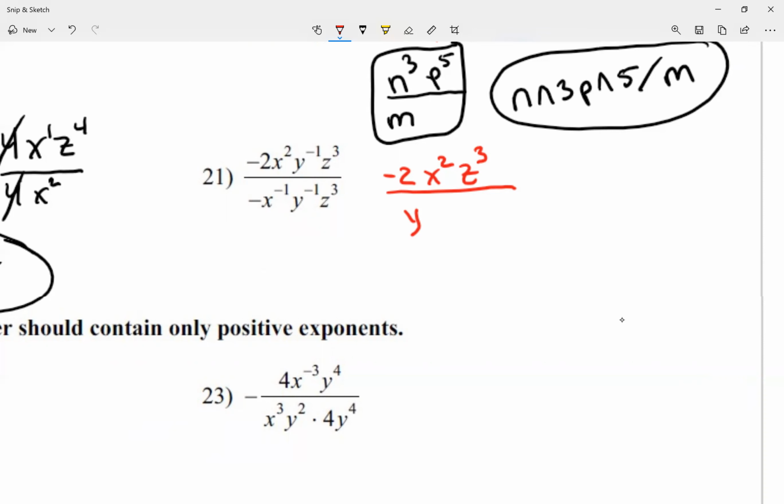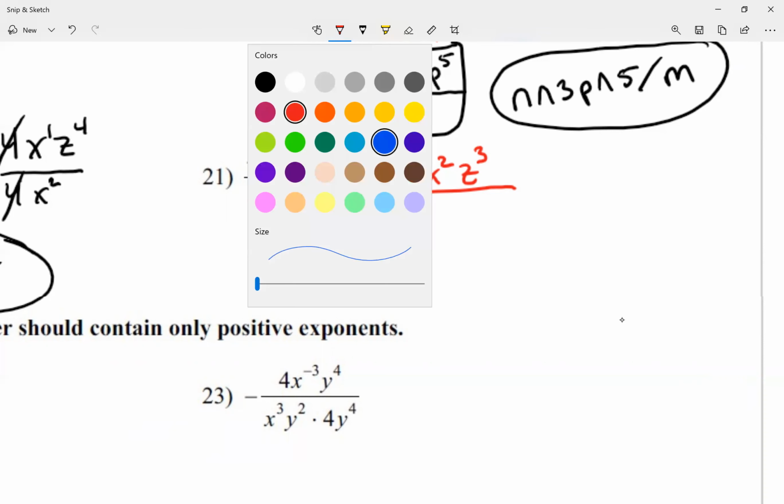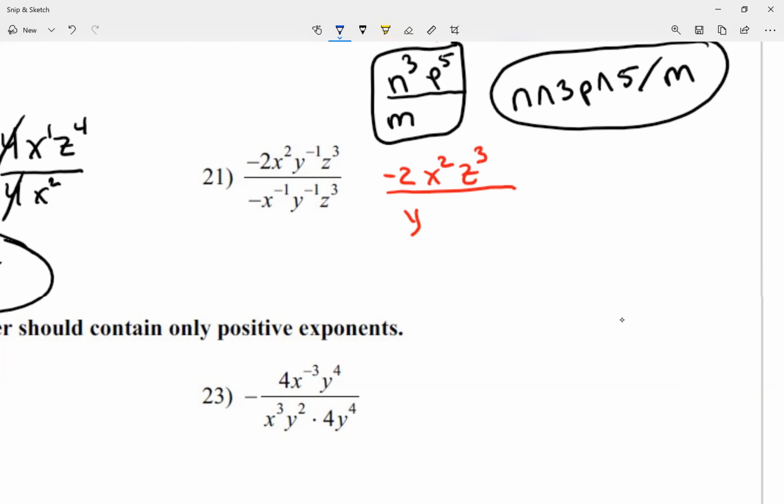Now let me focus on the bottom. To begin with, there's a negative sign. So I'm going to keep that negative sign. And then x to the -1. So x to the 1 on the top. Then I'm going to have a y to the 1 on the top and a z to the 3 at the bottom. All right, anything that had a negative exponent, I moved it to the other side. And again, when I say sides, I'm talking about the top side or the bottom side.